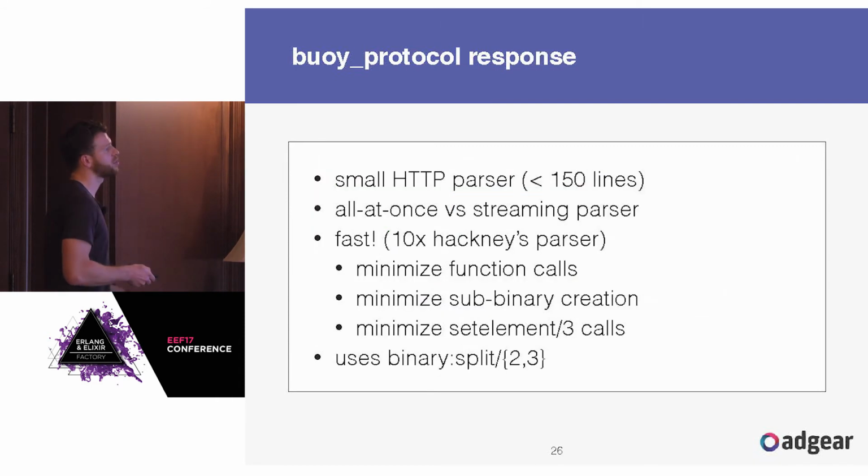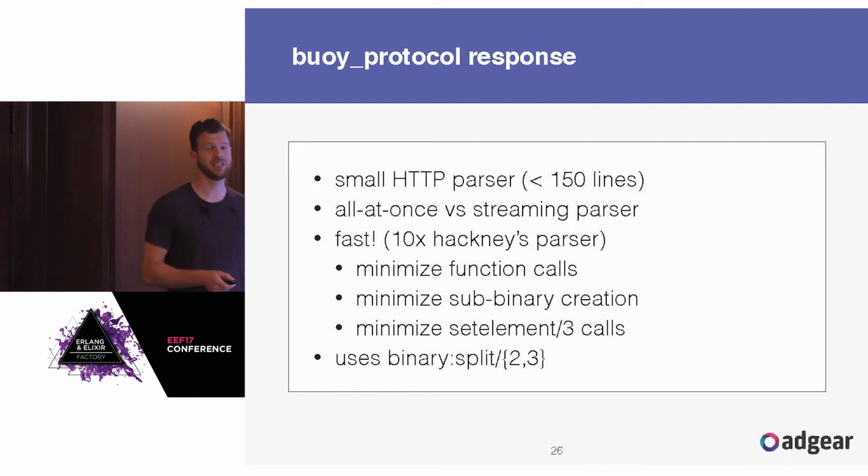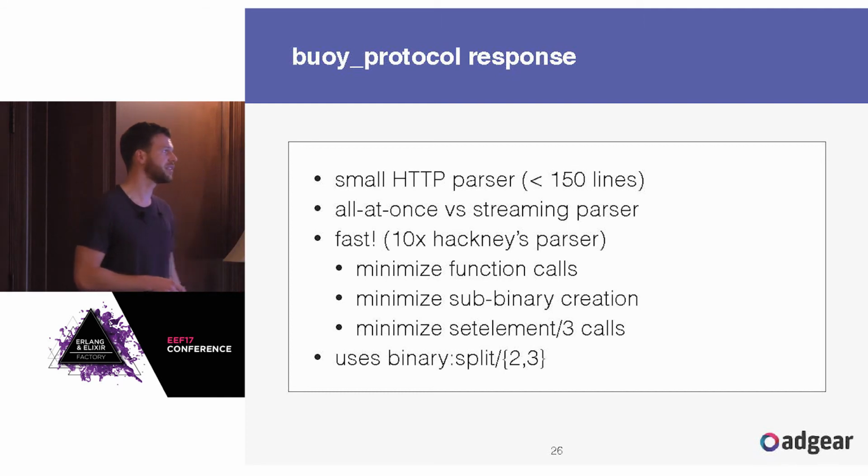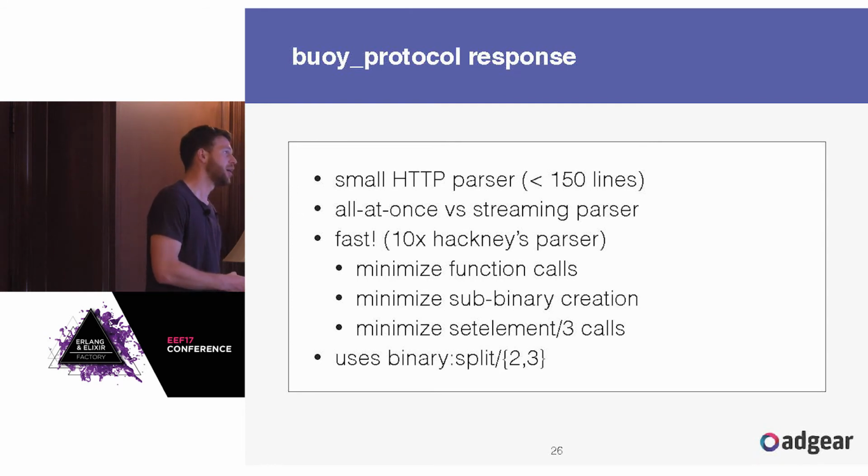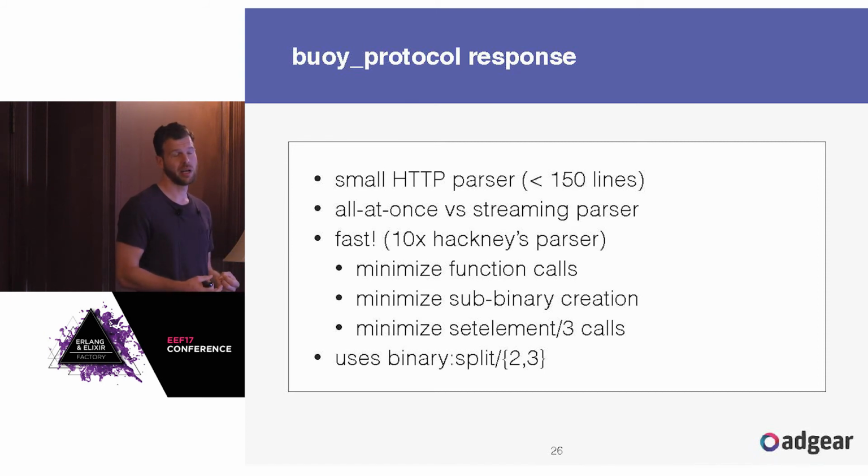The decoding of the response. So the HTTP parser I wrote is very small. It's about 150 lines tops, even. I think it's a little bit less than that. I evaluated a lot of parsers that exist already. Most of the newer ones go with the streaming approach. There is value to streaming, but the problem with streaming usually is that you have to maintain a state, and maintaining a state usually means that you have to mutate something.